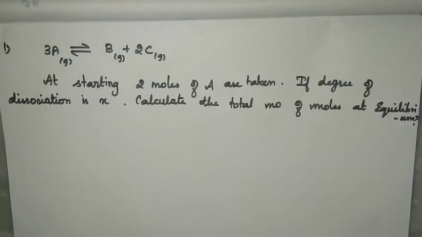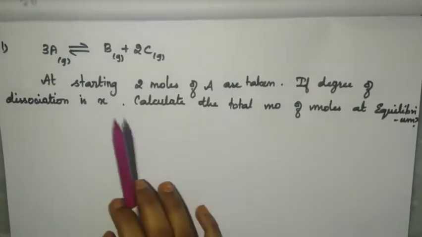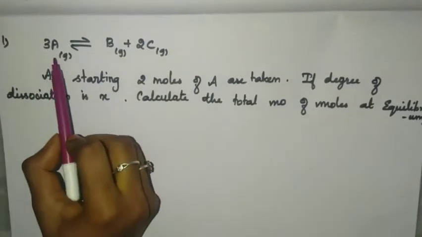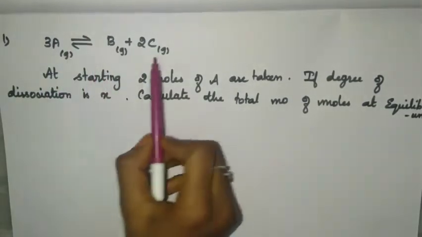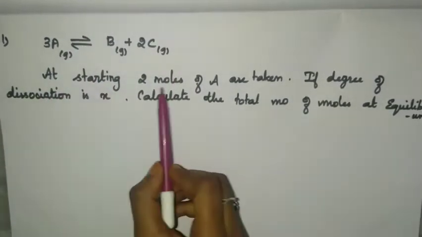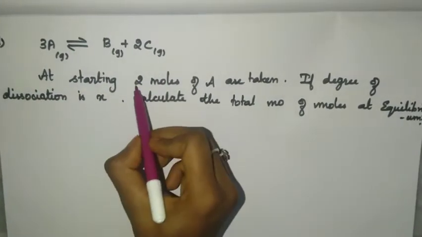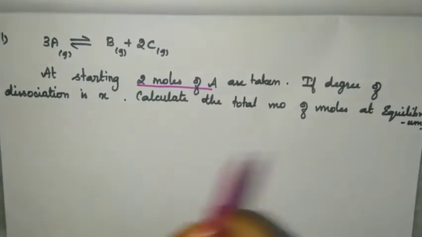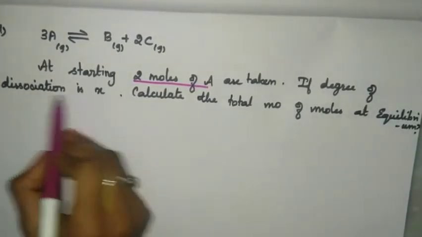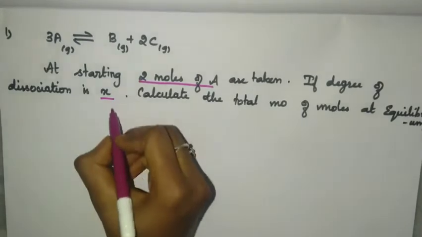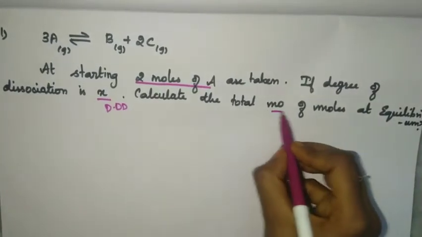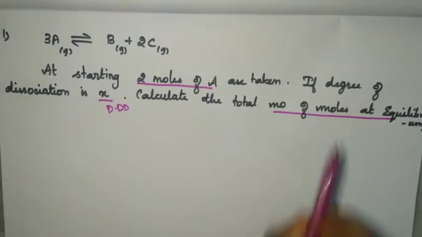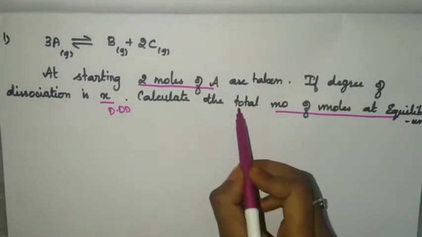First we are going to discuss a question for trick number 1. The question is, A is dissociated into B and C. These all are in a gaseous state. At the starting, 2 moles of A are taken. If the degree of dissociation is X, they have given that in the question. Calculate the total number of moles at equilibrium. So they are asking you to calculate the total number of moles.